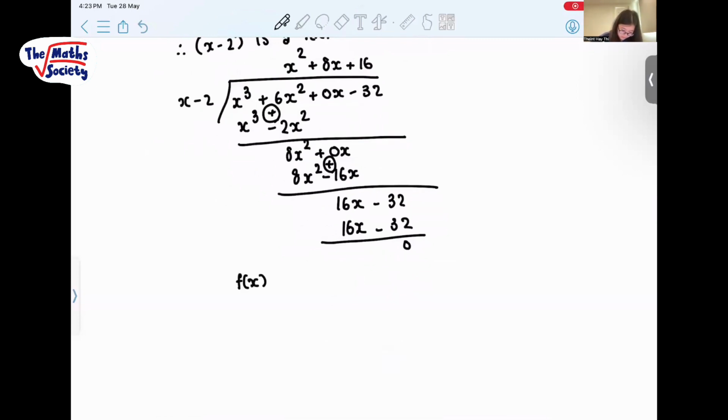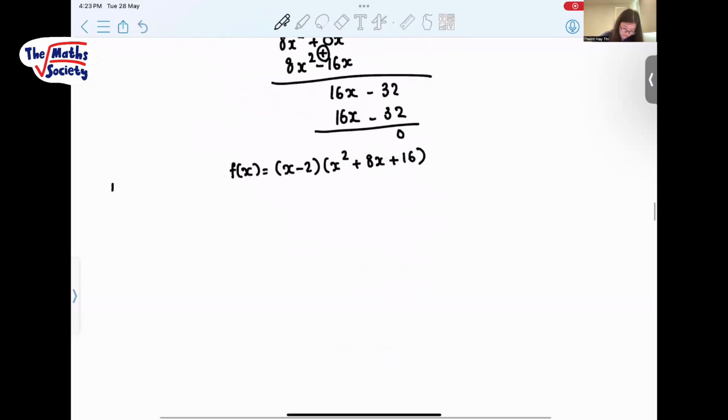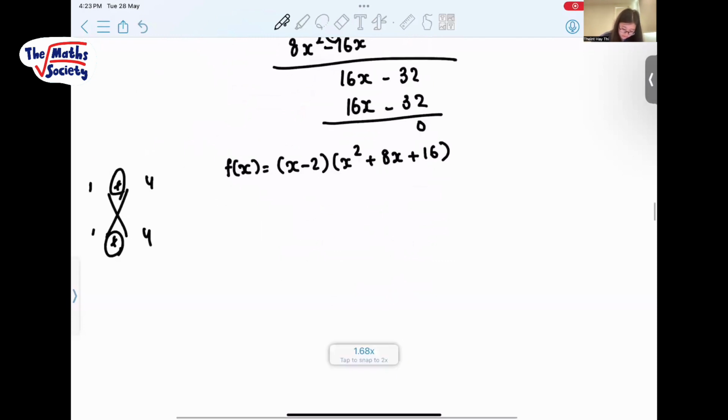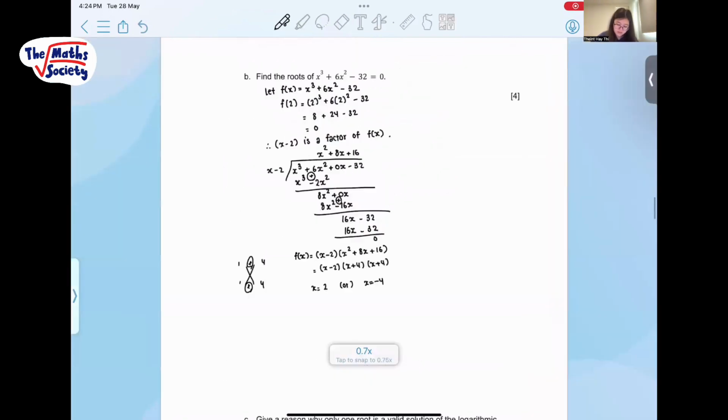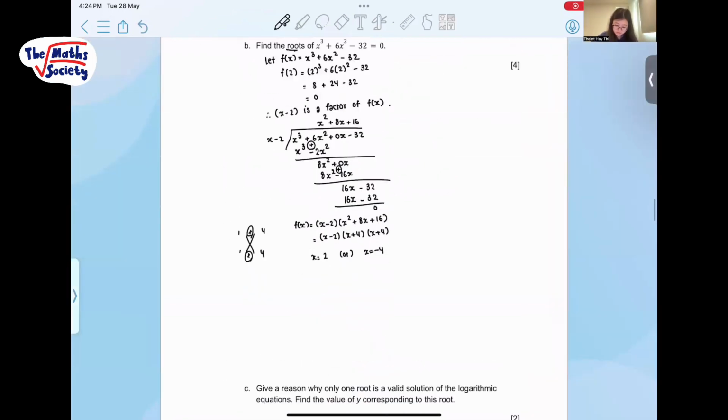So f(x) is equal to (x minus 2)(x squared plus 8x plus 16). And 16 is just 4 times 4, and it's going to be plus, plus. So you have the factors x minus 2, x plus 4, and then x plus 4. So now we know that the x values are 2, or x is equal to minus 4. Yes, and they ask for the roots as well, so we're good.